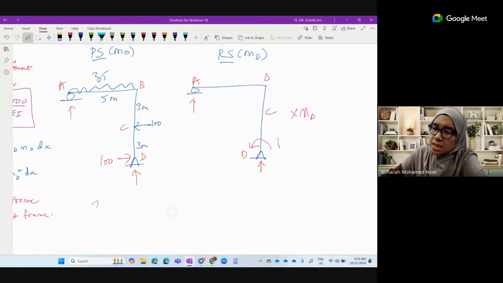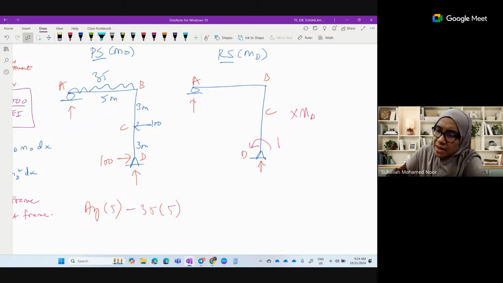AY itu berapa? 35 times 5 times 2.5. Lepas tu minus plus and plus juga. 100 times 3. Bukan. Kita ambil moment dekat D. Moment dekat D. AY times 5. AY times 5. Tolak 35 times 5 times 2.5. Lepas tu tolak 100 times 3. Kan yang ni kan?